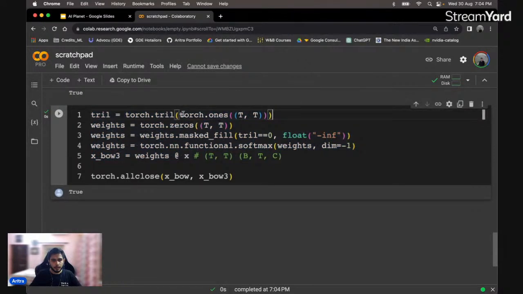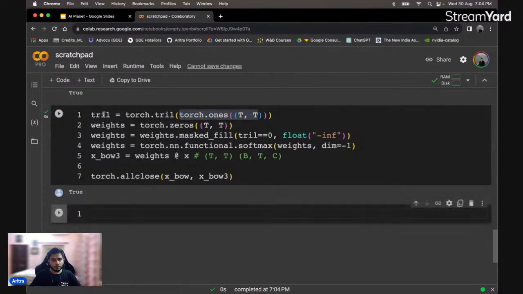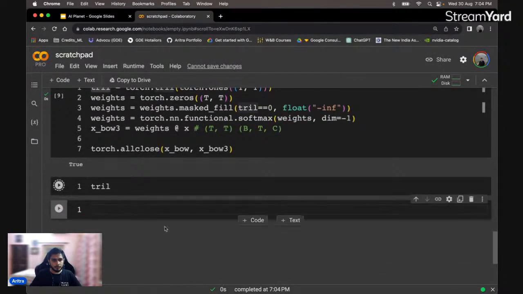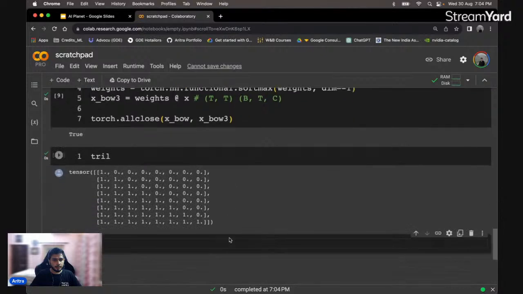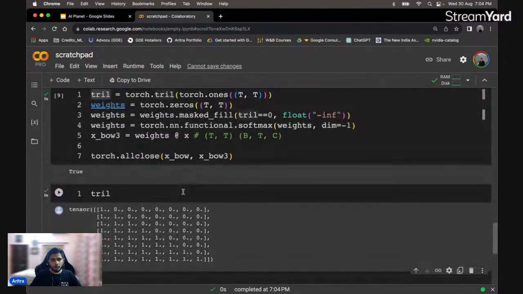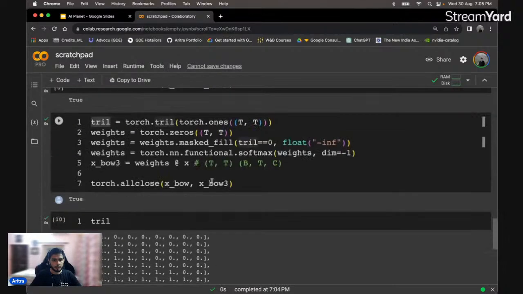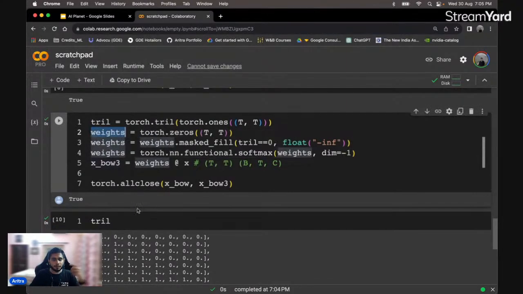The first one is torch.tril. If we go ahead and print this, it should come out as a lower triangular matrix, right? It's T cross T, that is 8 cross 8, a lower triangular matrix with all zeros at the top and ones at the bottom. Weights is changing, so I can't print it out right now.